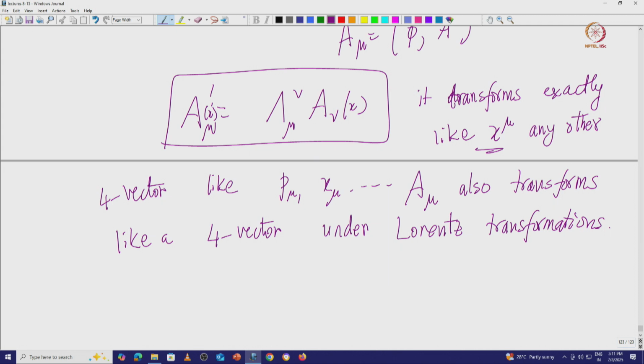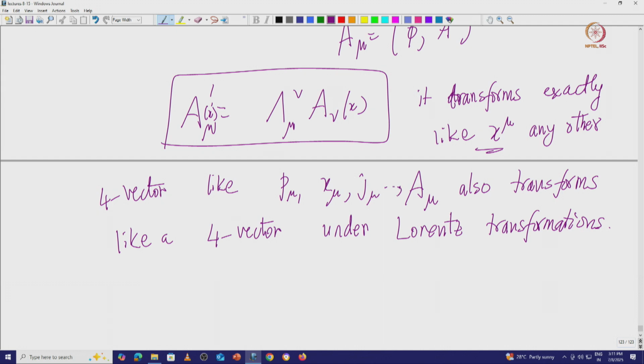So A_mu is like a vector. Anything with one index is a vector. J_mu, for example, is a vector, and so on. So essentially there are all these quantities which you have been introduced to: p_mu, A_mu, x_mu, J_mu.